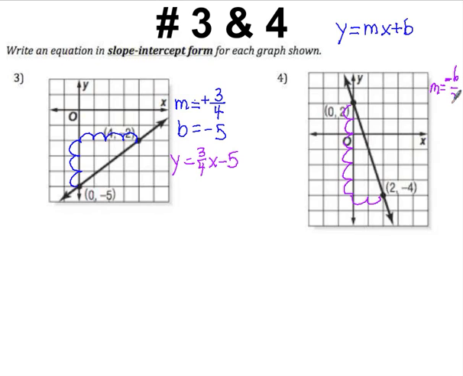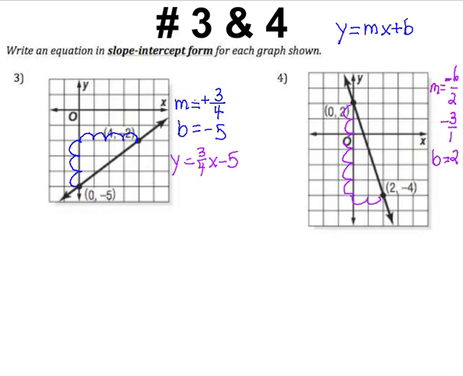Over 2, but what I notice is they both have a factor of 2 in them, so I can reduce that, so that becomes negative 3, and you can put it as negative 3 or negative 3 over 1. My y-intercept again is pretty clear. It's right on my graph here, and it's where x is 0, so my y-intercept in this case is 2.